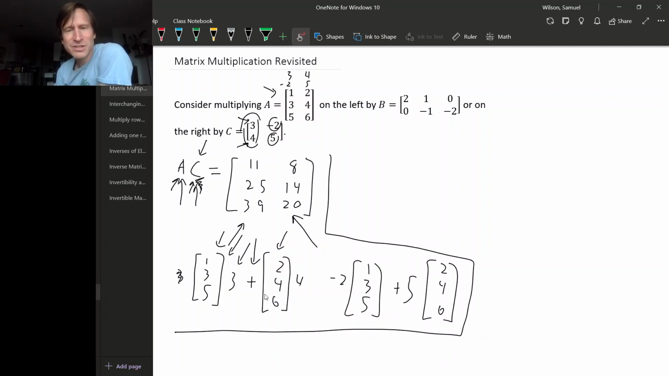So let's do this whole exercise again, but let's multiply the matrix A on the left by something. So let's multiply A on the left by B, like this. So let me actually write A over here. It's a little tricky to do this multiplication with the matrices spread all over like this. So 1, 3, 5, 2, 4, 6.